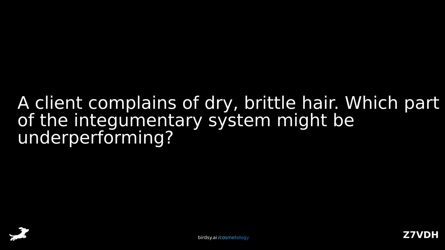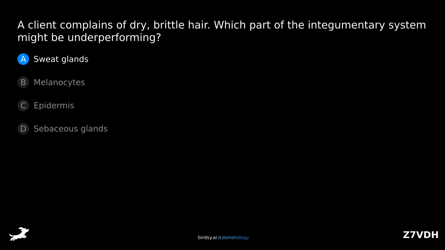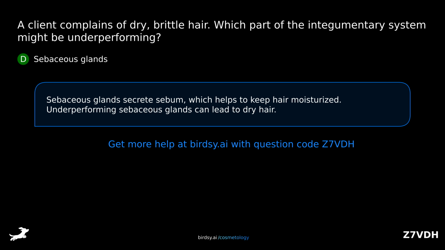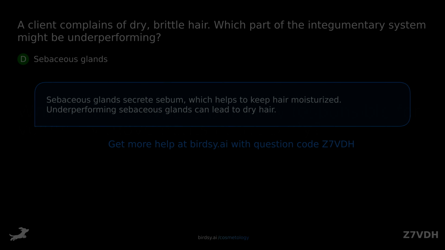A client complains of dry, brittle hair. Which part of the integumentary system might be underperforming? Is it A, sweat glands, B, melanocytes, C, epidermis, or D, sebaceous glands? The answer is D, sebaceous glands. Sebaceous glands secrete sebum, which helps to keep hair moisturized. Underperforming sebaceous glands can lead to dry hair.